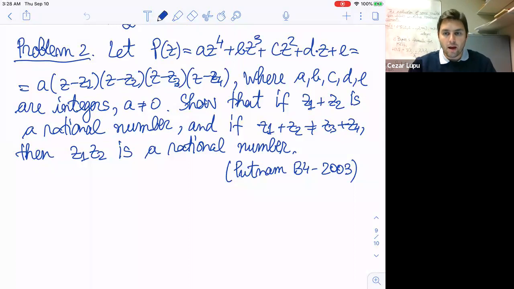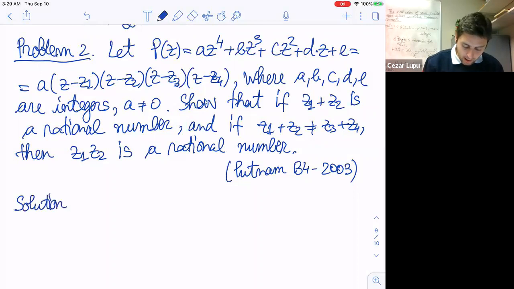Well, we have z1, z2, z3, and z4 as the roots of the polynomial. And we know that z1 plus z2 is a rational number, and the sum z1 plus z2 is not equal to z3 plus z4. Then we can infer that z1 times z2 is also a rational number. So let's look at this. Again, just by looking at the statement, it's quite clear that we have to use somehow Viet relations. And that's what we're trying to do.